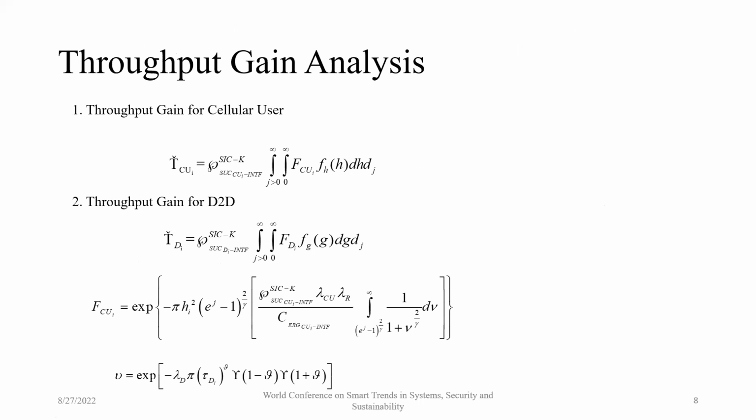And this is our throughput gain analysis, based on which we derived our results. The throughput gain for the cellular user and the throughput gain for the device-to-device user are presented in these equations.